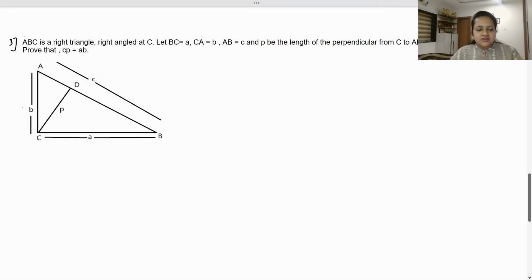Let's look at the next question, children. Here we are given triangle ABC is a right angle triangle. What is given to us? ABC is a right angle triangle, right angled at C. That means angle C is 90.